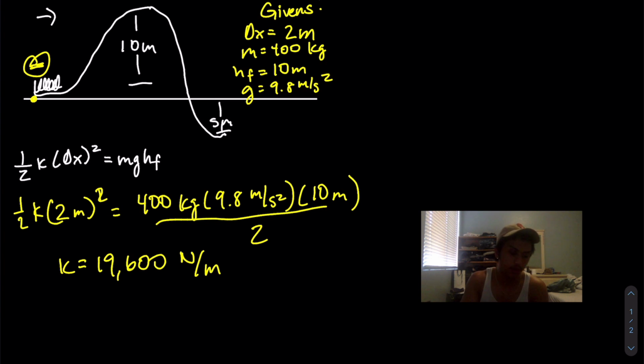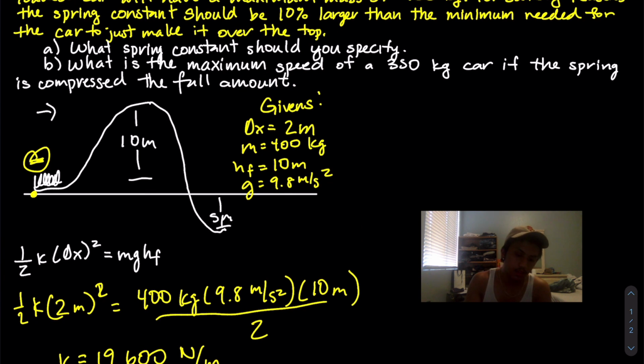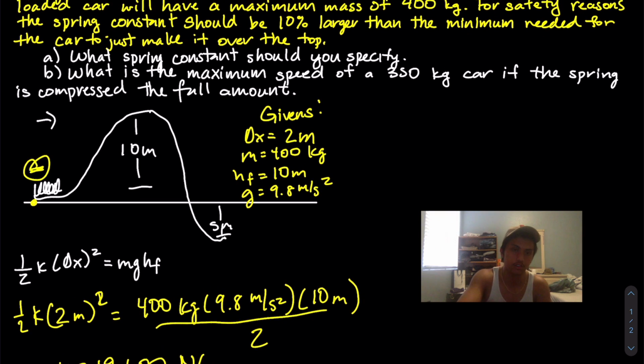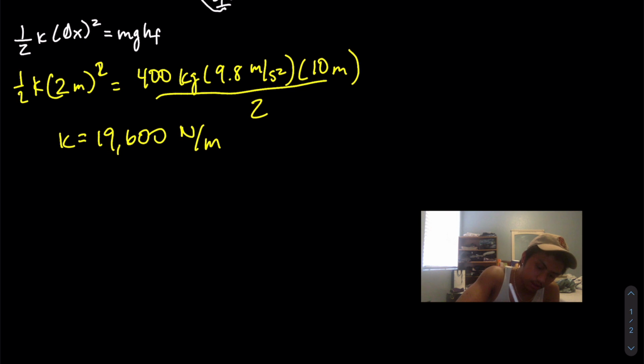But then the question states, for safety reasons, the spring constant should be 10% larger. So you're going to multiply this by 1.1. So your spring constant should end up being 21,560 Newton meters.